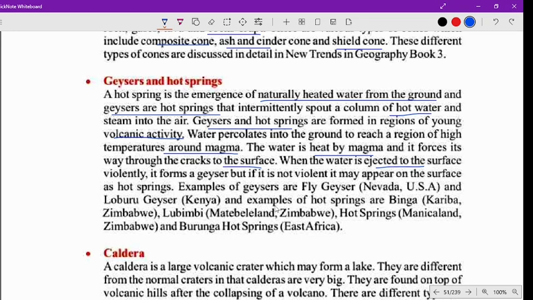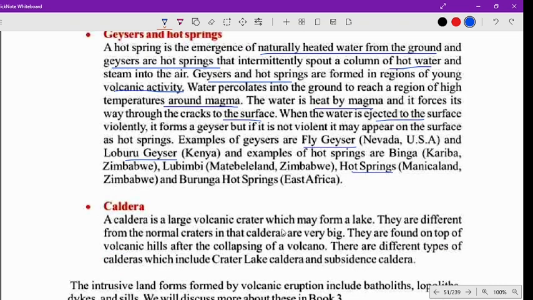So here are some examples of geysers. The Fly Geyser in Nevada, USA, Loburu Geyser in Kenya. Examples of hot springs are Binga, Kariba in Zimbabwe, Lubimbi, Matabeleland in Zimbabwe, then hot springs in Manicaland, and Burunga hot springs in the eastern part of Africa.